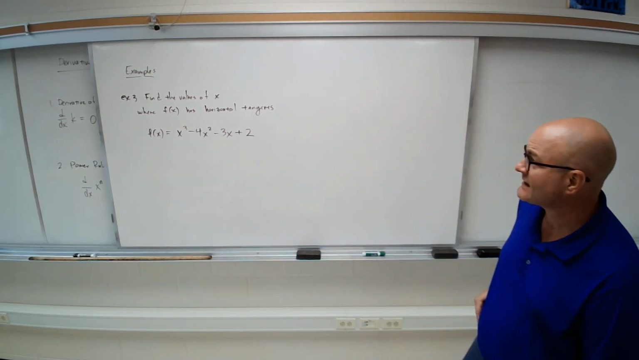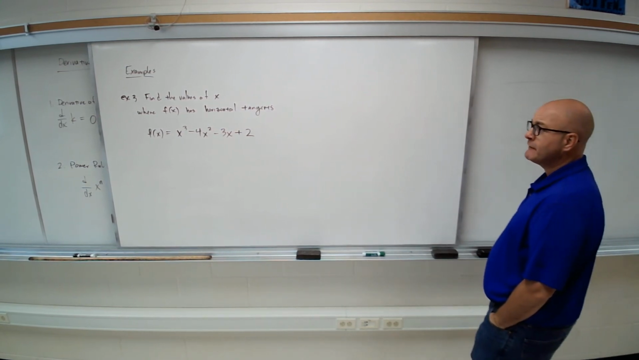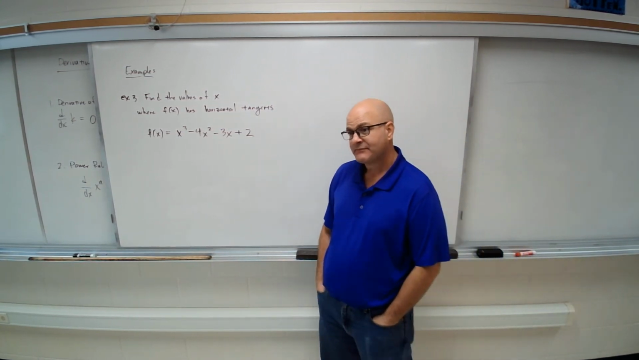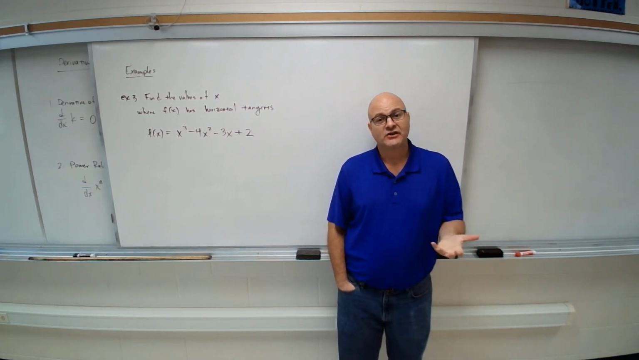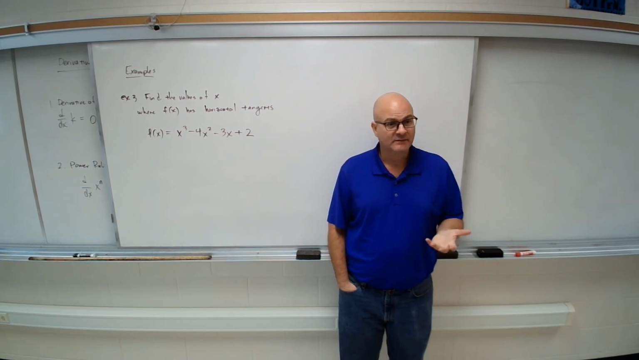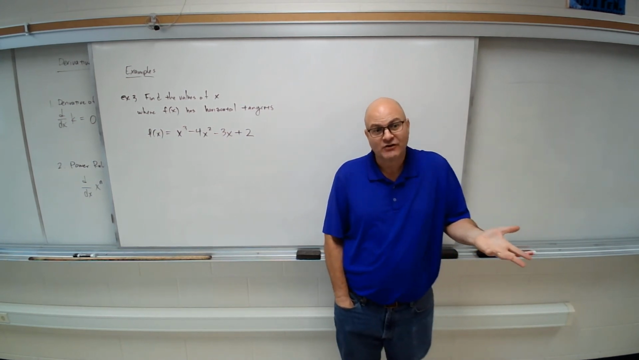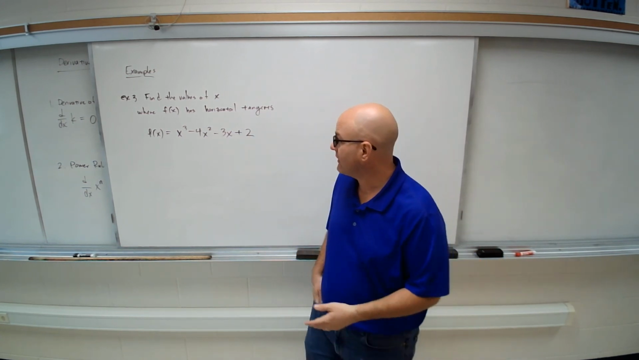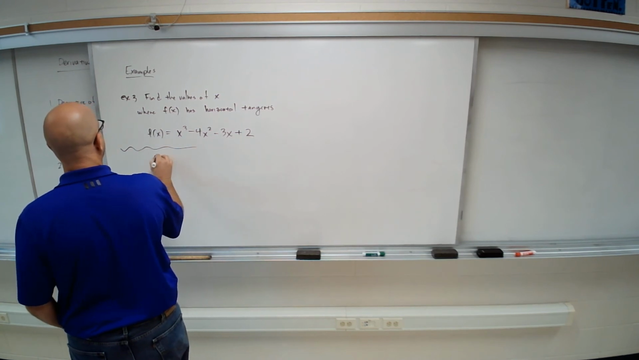All right, one last example here. We're going to find the values of x where f of x has horizontal tangents. As we saw before with our graphing, a horizontal tangent is going to occur where you have a minimum or a maximum or a point of inflection, but horizontal means it's going to have a slope of 0, right? So what we want to do here is first find the derivative of f of x, so f prime of x.